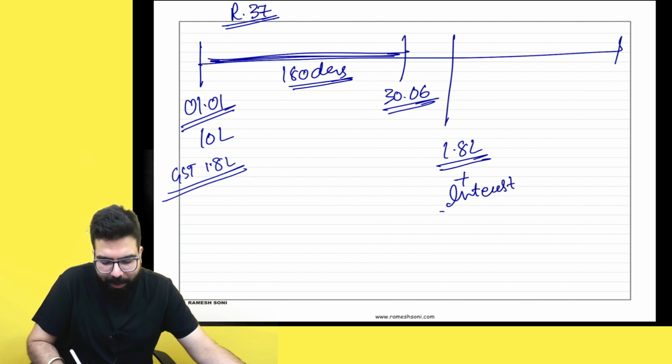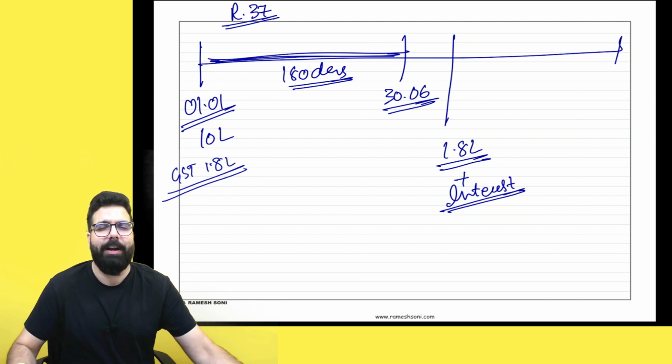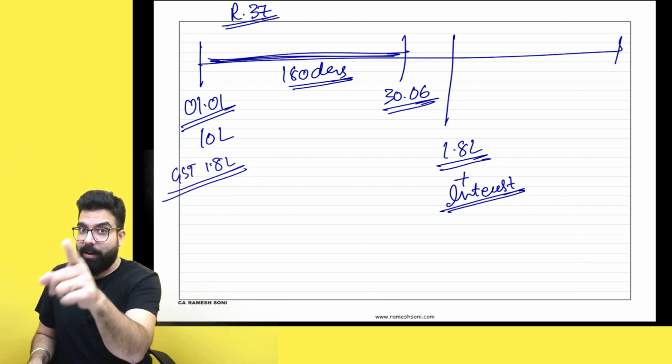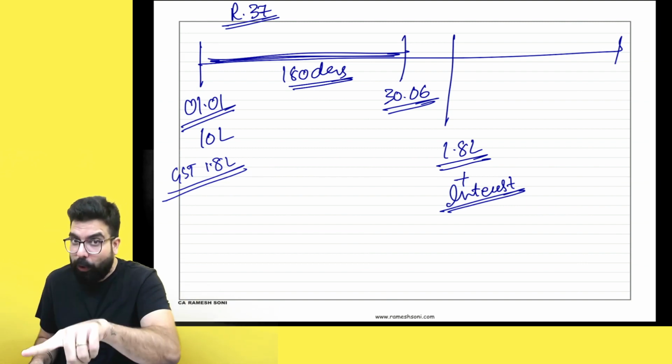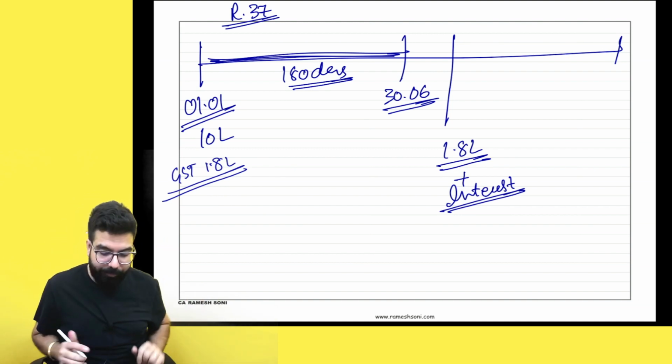And interest was always under section number 50, that is from the date of utilization till the date of reversal, you have to pay interest. Remember, interest under section number 50 says what? From the date of utilization till the date of reversal, you have to pay interest, only if you have utilized. Okay? Done.